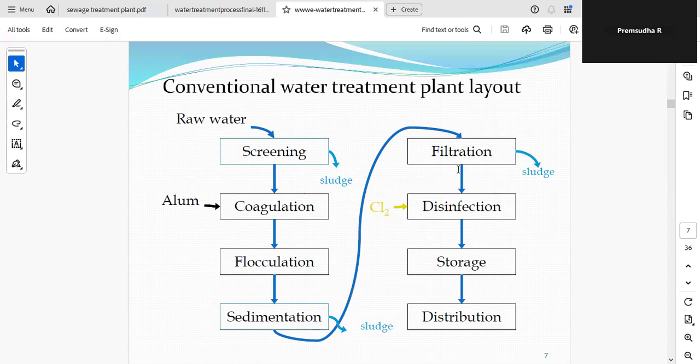And then after this comes the filtration unit, then disinfection, storage, and distribution. Disinfection is nothing but the addition of chlorine to kill the pathogenic bacteria. This we call a disinfectant. So disinfectants are added to kill the pathogenic, disease-producing bacteria. The harmful bacteria are removed by adding chlorine.